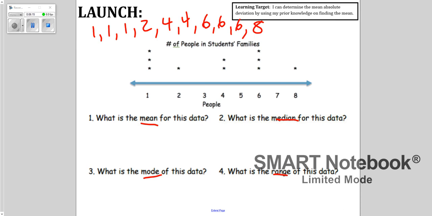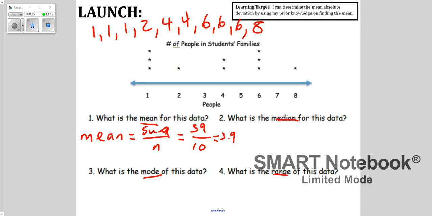So for the mean equals sum over n. You add them all up and you divide. So 1 plus 1 plus 1... Looks like it comes out to 39. Hopefully I did that math right really quickly. And then how many numbers are there? 1, 2, 3, 4, 5, 6, 7, 8, 9, 10. So 39 divided by 10 is 3.9, or 3 9/10.